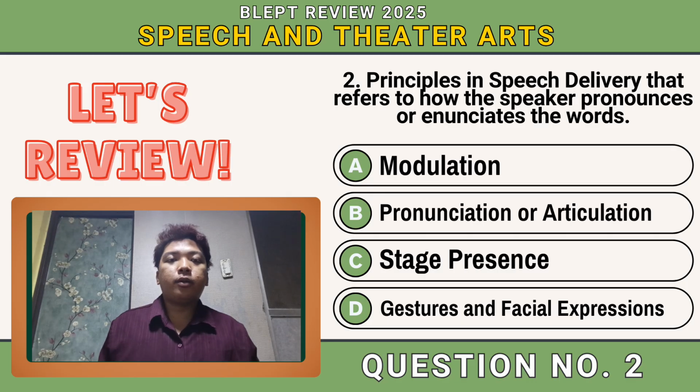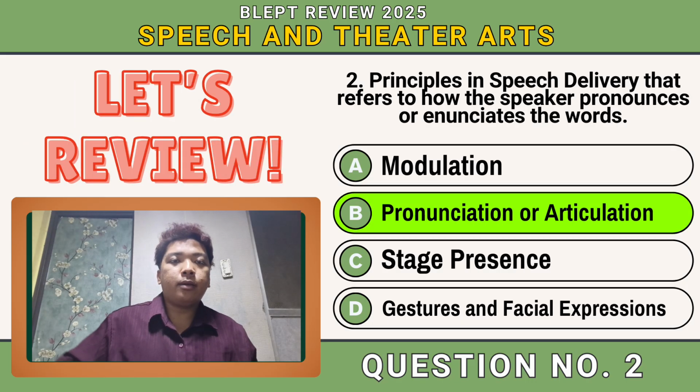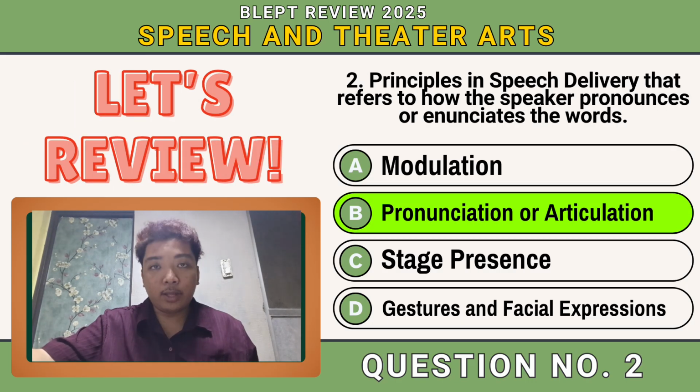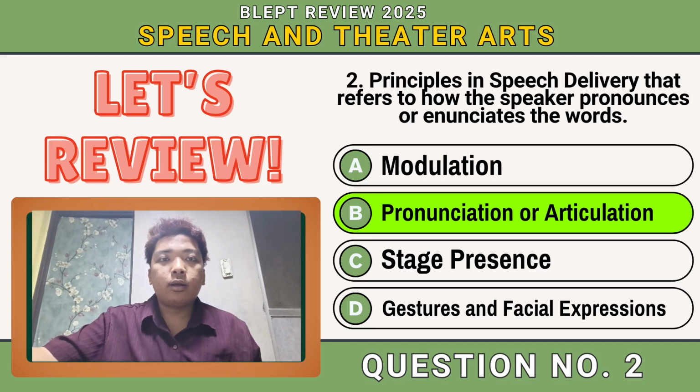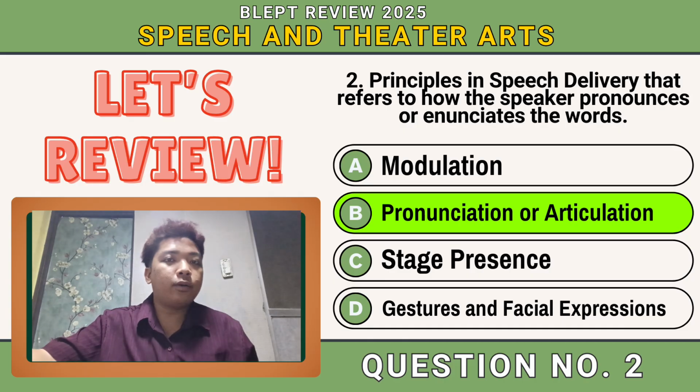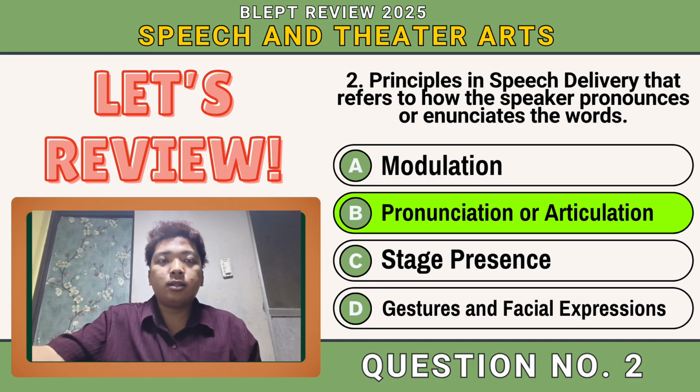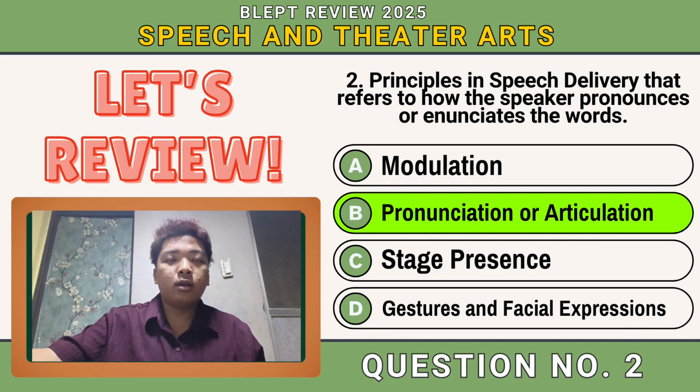Okay, time's up. The correct answer is letter B, pronunciation or articulation. When we say pronunciation or articulation, it directly deals with accuracy of the sounds and stress patterns of the words. Aside from that, it also concerns the clarity and distinctness of the sounds produced. So why is it not modulation? Because modulation refers to the variation in the speaker's voice, including the pitch, the volume, and rate.